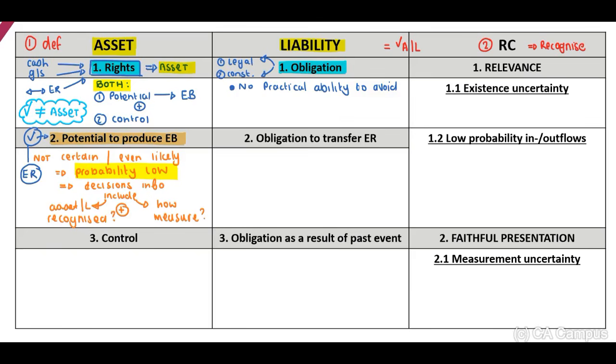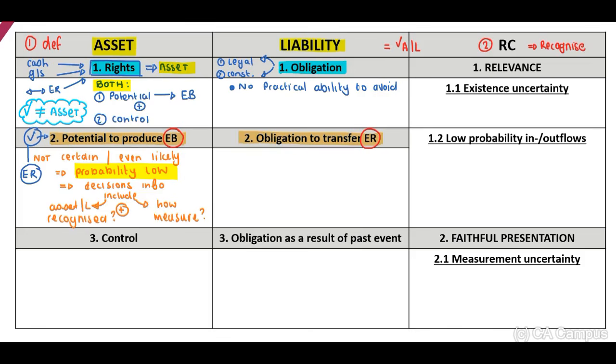Now, look at your liability. Number 2, obligation to transfer economic resources. Look at the difference. The asset, we will refer to economic benefits. The liability, we refer to our economic resources. Now, guys, exactly the same as per the asset section.